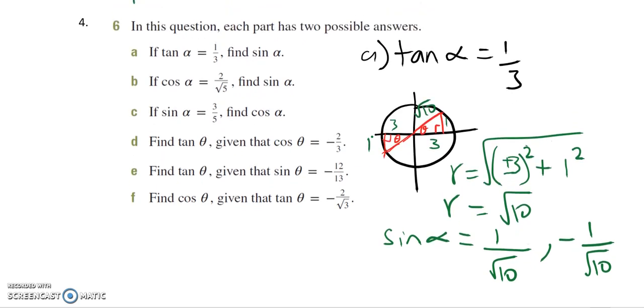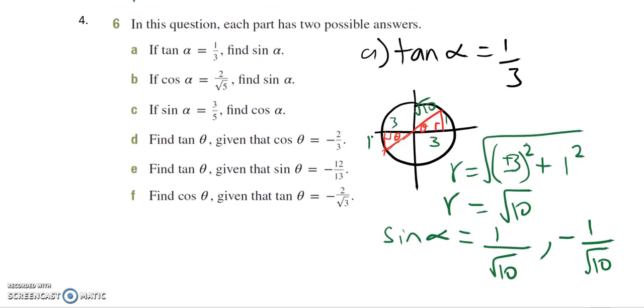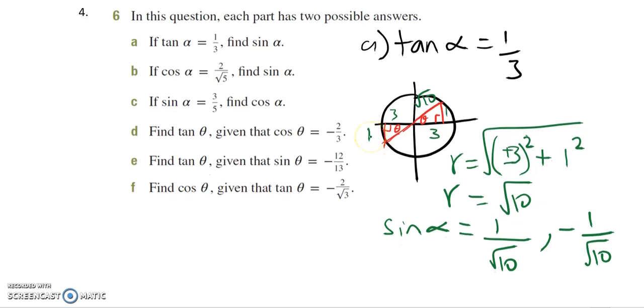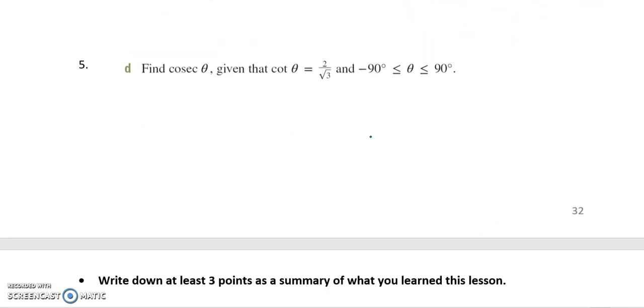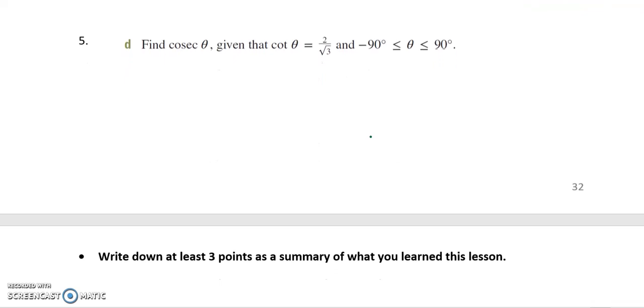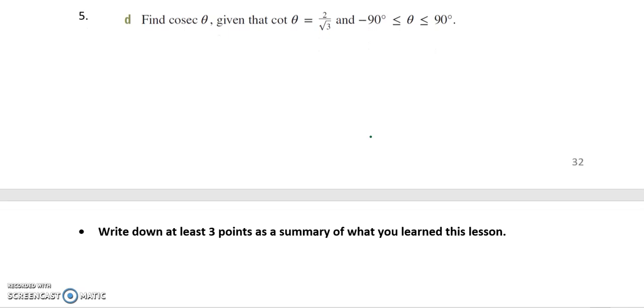It does say in this question as well that it has 2 possible answers. So in this question, that's what you're going to be doing. So you have a go at some other ones in there. Question 5 is a little bit different because we're looking at the reciprocal trig function. So in this one, they're telling us to find cosec theta if cot theta is positive, but only in this domain. So again, we can draw a picture.